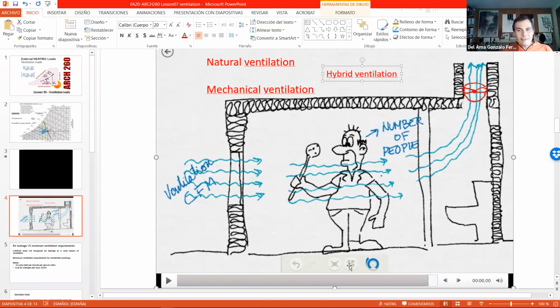But in mechanical supply air, we have a mechanical extraction. Okay, so I recommend at least this extraction, because it will help. Depending on the natural or hybrid ventilation, I'm sure that it will work well. Okay, so there are two things. The ventilation needs, the concept of CFM, which is cubic feet per minute.